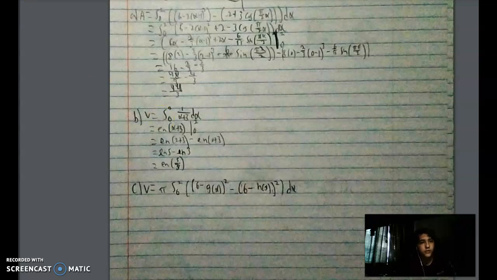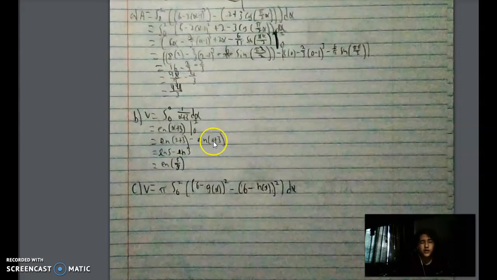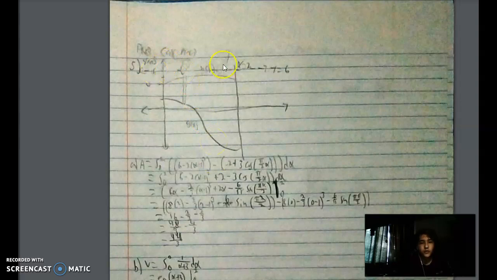But then this third one is rotational volume, so they want it rotated about the line y equals 6. I drew that y equals 6 up here on my graph, and it's rotating about that. For this one, I did use the tips because you mentioned that the AP doesn't really require any specific type, so you just draw the slice and figure out what would be best for the problem, and then you solve from there. So that's what I did.